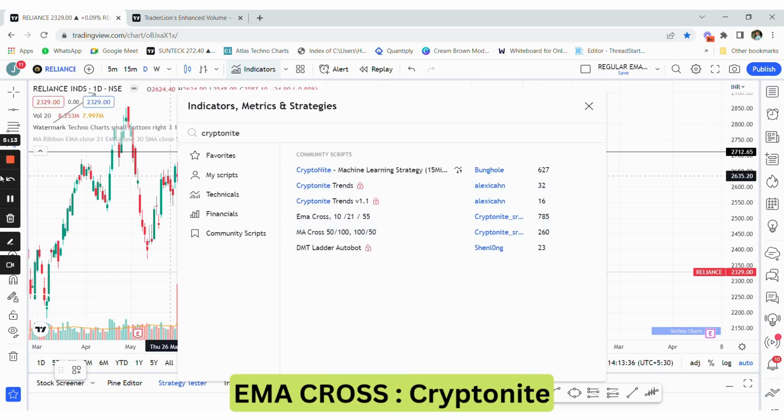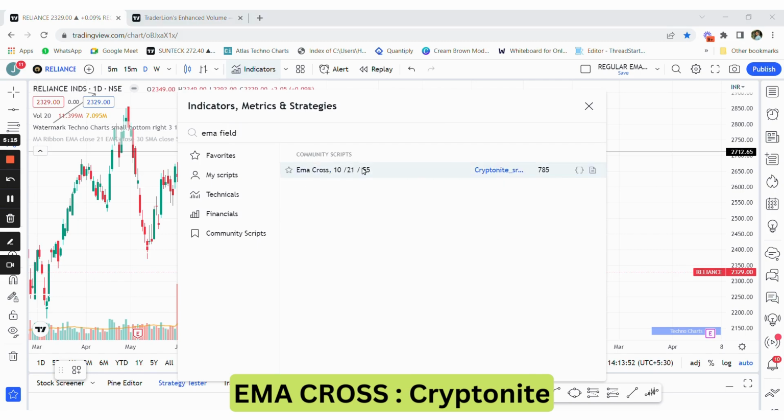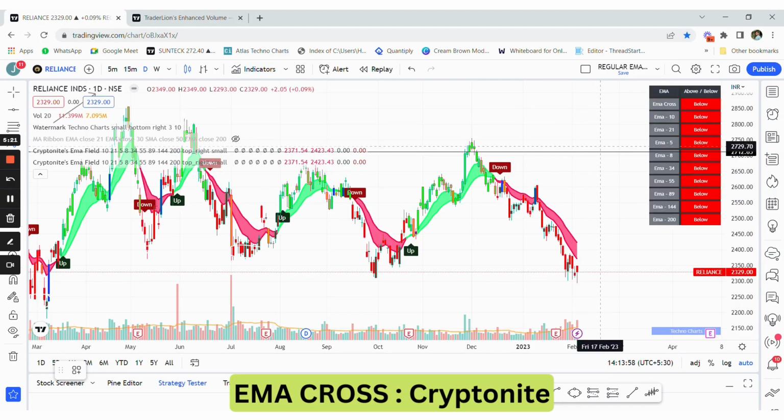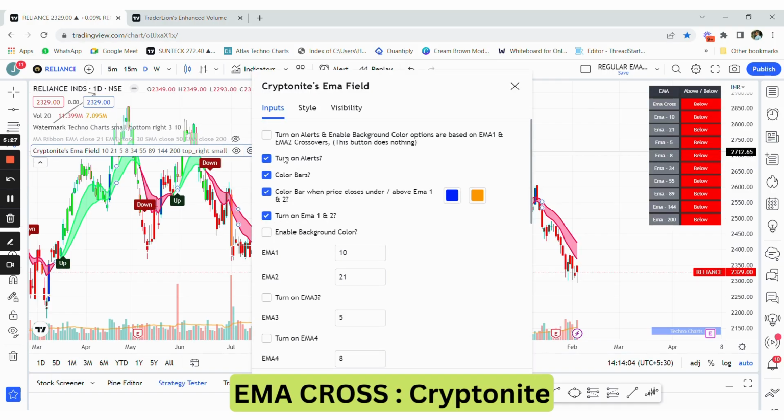After that, you will see an indicator like this, EMA cross, and I will just click on that. So once you click on the EMA here, now let me show you the settings for this particular indicator. So go to the settings section and firstly disable all this here.